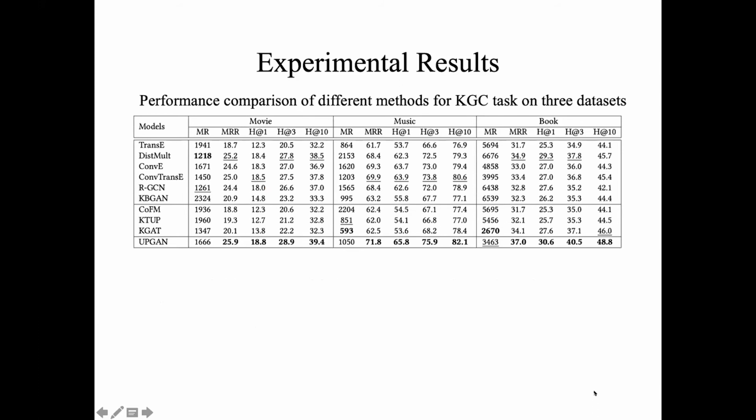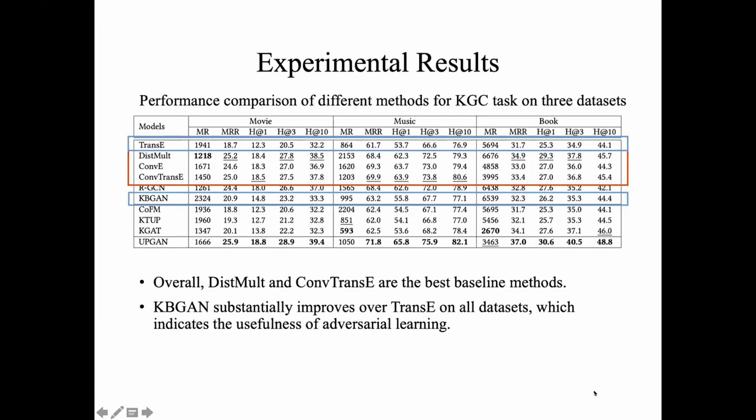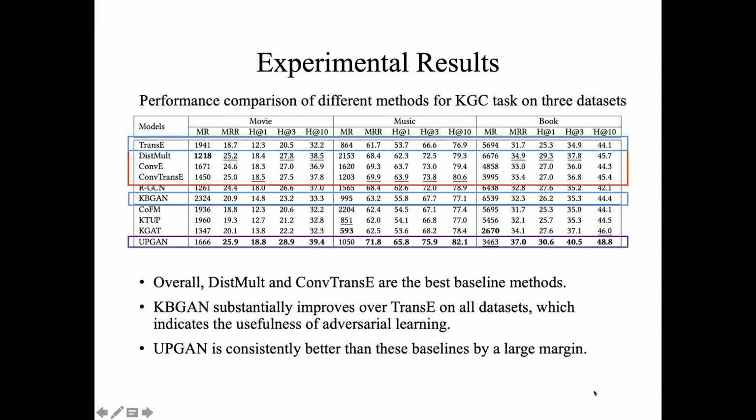Main results on 3 datasets are shown in this table. Overall, DSmart and TransE are the best baseline methods. KBGAN substantially improves over TransE on all datasets, which indicates the usefulness of adversarial learning. Our approach, UPGAN, is consistently better than these baselines by a large margin.